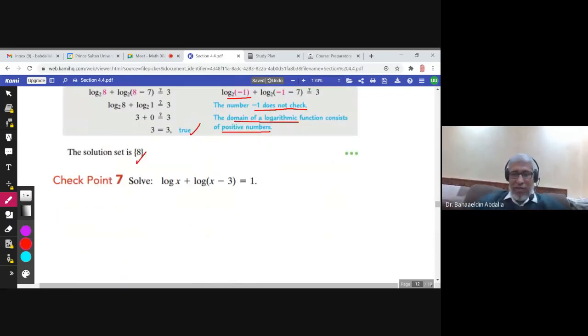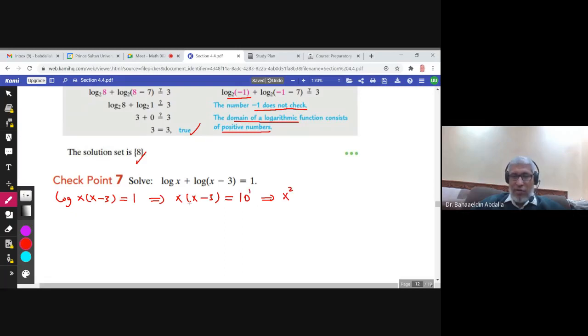Let us solve this equation. I have two logs here where the base is 10. So I can use the product rule to write it as log x times x minus 3, and the base is 10, equals 1. Now I have one log, so I change it to the exponential form. x times x minus 3 would be 10, because the base is 10, to the power 1.